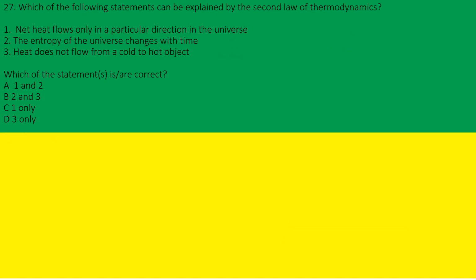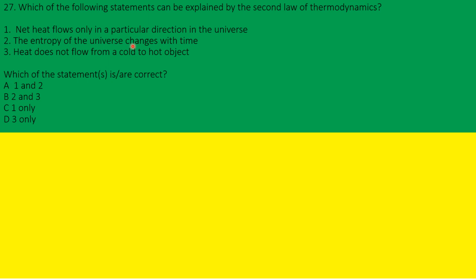Which of the following statements can be explained by the second law of thermodynamics? Statement 3 says heat does not flow from a cold to a hot object. Correct, right? Heat cannot spontaneously flow from a cold to a hot object unless work is done. Two says the entropy of the universe changes with time. Of course it changes, but how does it change? It has to increase with time. The second law of thermodynamics can be stated as the entropy of a system can never decrease. So it changes with time, but that can only be an incremental change. This one is really vague, but because the second law states that the entropy can change with time, which is an incremental change, I'll take it. Because that's what the statement of the second law states.